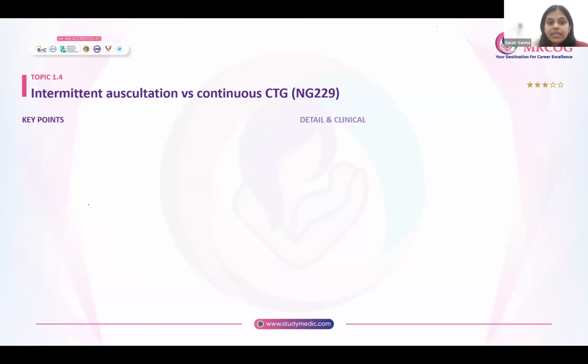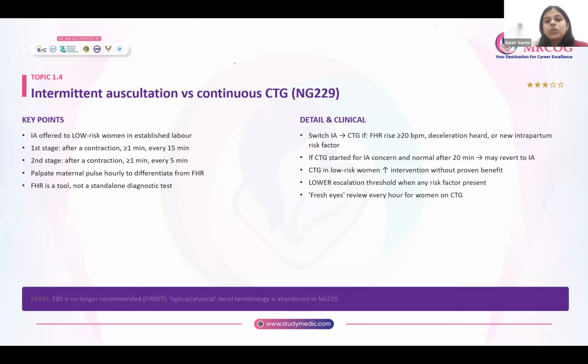Now let's come to the next slide, that is intermittent auscultation versus continuous CTG. Intermittent auscultation is offered to low risk women who are in established labor. Established labor is the keyword here.